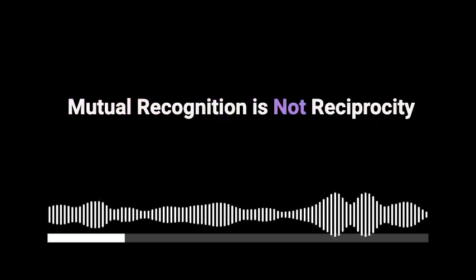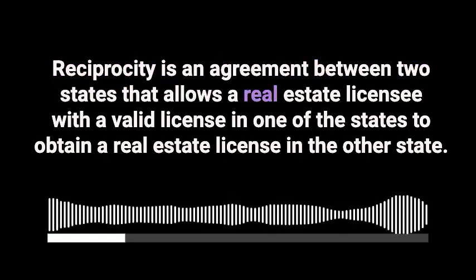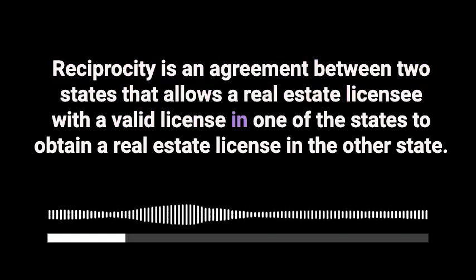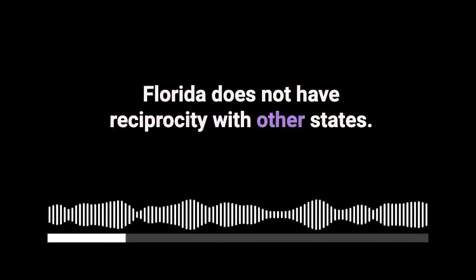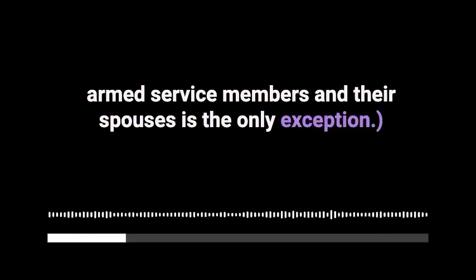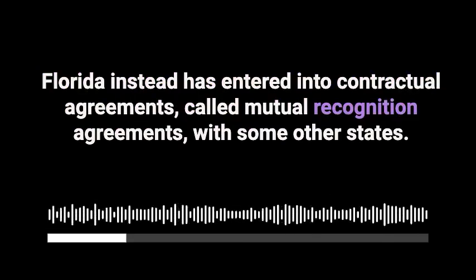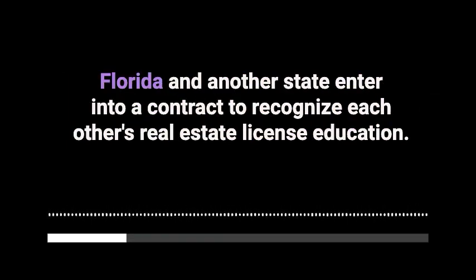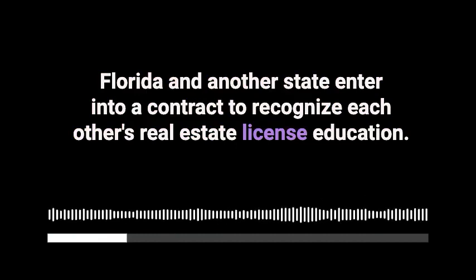Mutual recognition is not reciprocity. Reciprocity is an agreement between two states that allows a real estate licensee with a valid license in one of the states to obtain a real estate license in the other state. Florida does not have reciprocity with other states. Florida instead has entered into contractual agreements, called mutual recognition agreements, with some other states. Florida and another state enter into a contract to recognize each other's real estate license education.